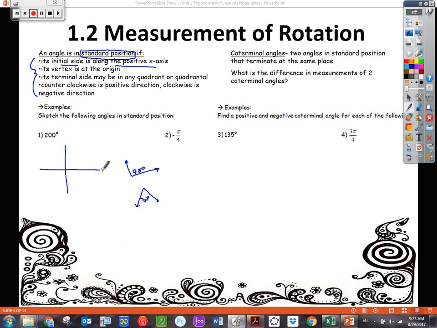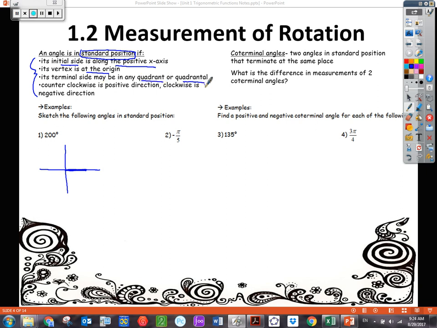So the initial side being along the positive x-axis, what does that mean? What that means is it starts here, at the origin. It says the vertex has to be at the origin. So this is my initial side. That's where our angles start when they are in standard position. The terminal side is the other side of the angle. And the terminal side can be in any quadrant or quadrantal.